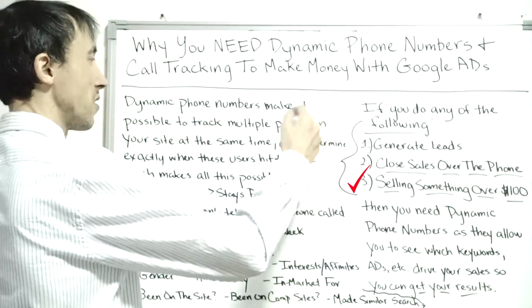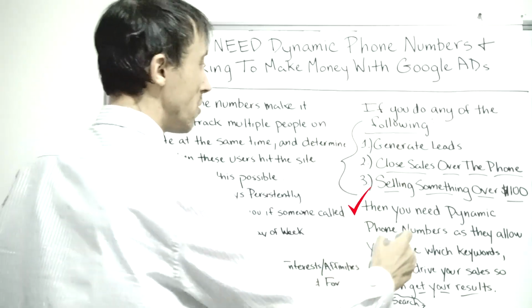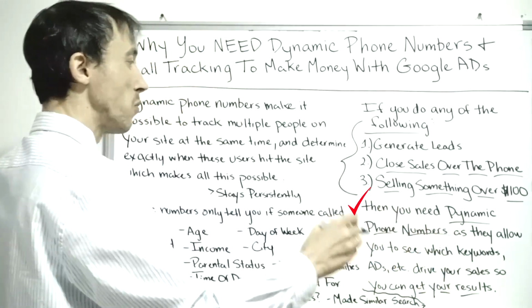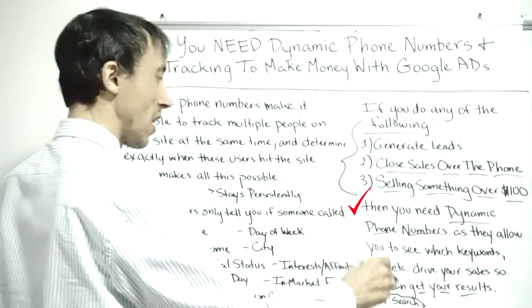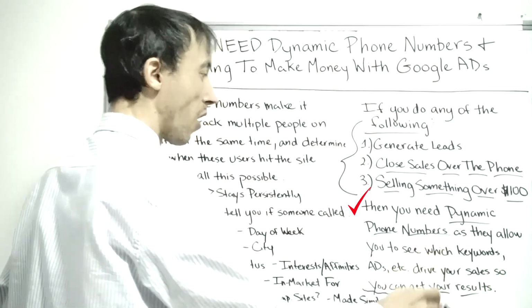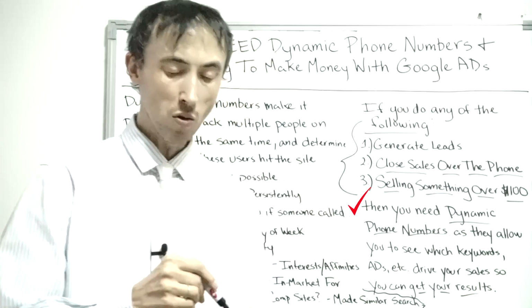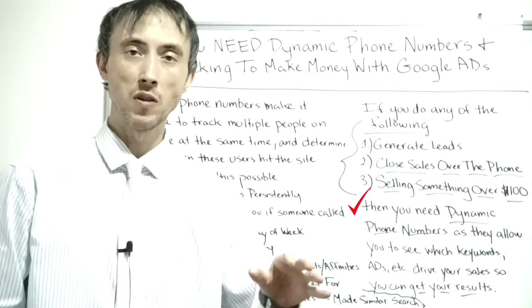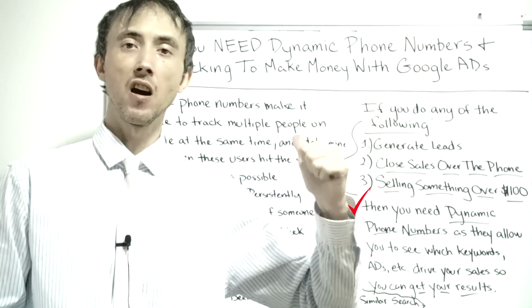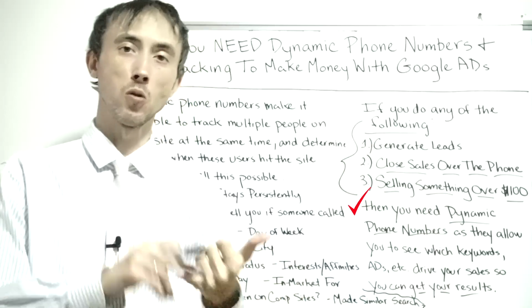So if you're one of these businesses with one of these general situations, then you need dynamic phone numbers, as they allow you to see which keywords, ads, etc. drive your sales, so you could get the kind of ROI that you want from your ads, and more importantly, that you could scale the ad account over time. So you could constantly increase your sales on the back of the ad strategy that you come up with and ads that you're running for your company on Google search.